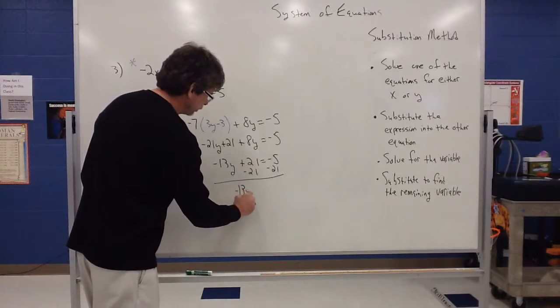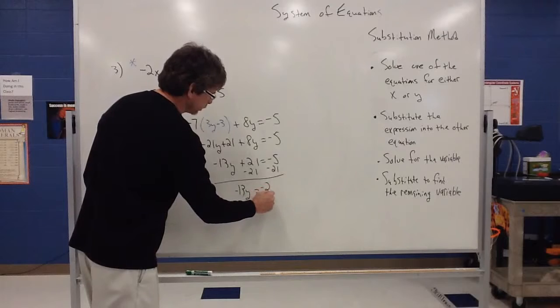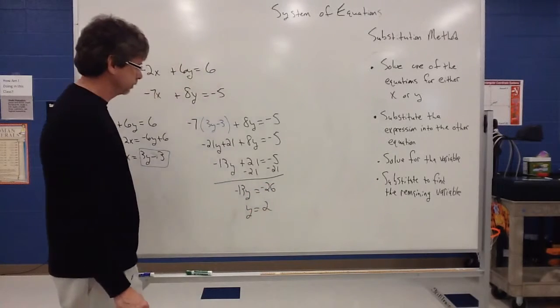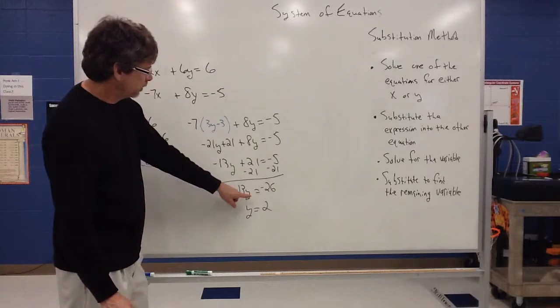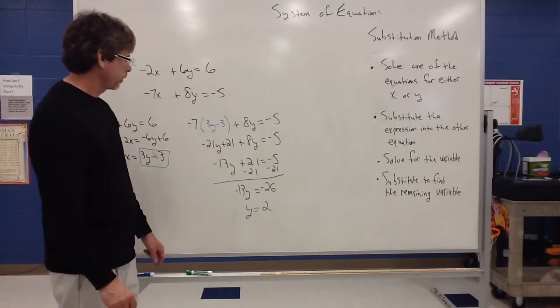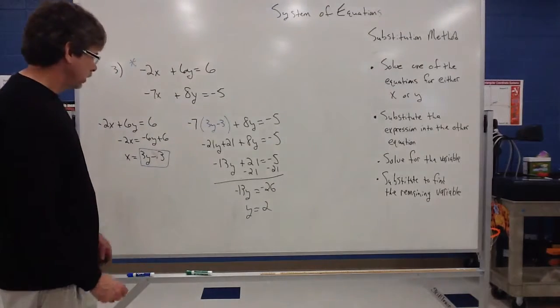Negative 13y, and that's going to be a negative 26. And I can kind of see that that's actually going to be a positive 2. So I could divide both sides by negative 13, and I would get my positive 2. So y is equal to 2.